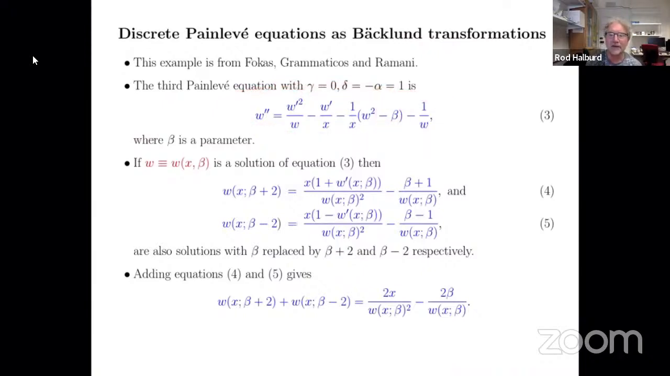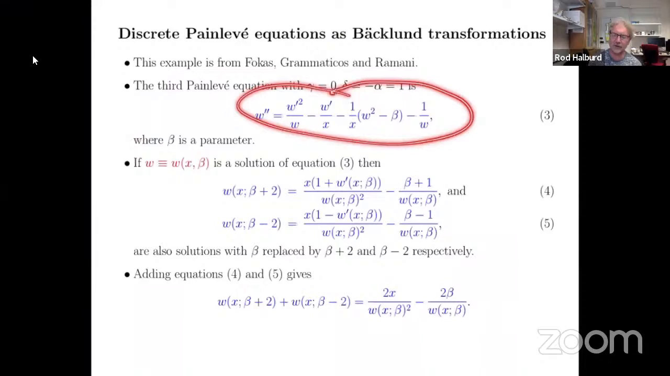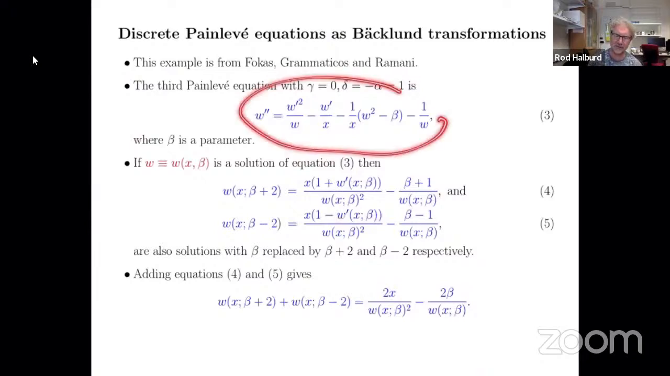And then there are two Bäcklund transformations that we can write. Well, there are other transformations as well, but here are two Bäcklund transformations. If I start off with a solution of this equation with parameter beta, and I construct this object, then this will also solve the same equation, except beta here is replaced by beta plus 2.